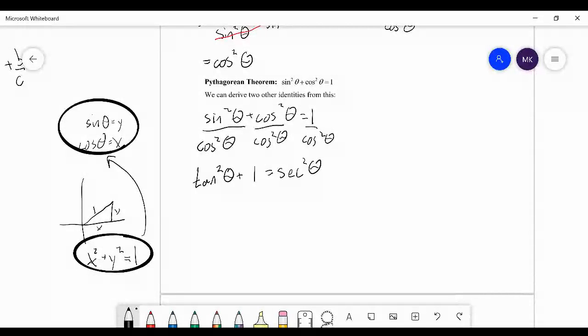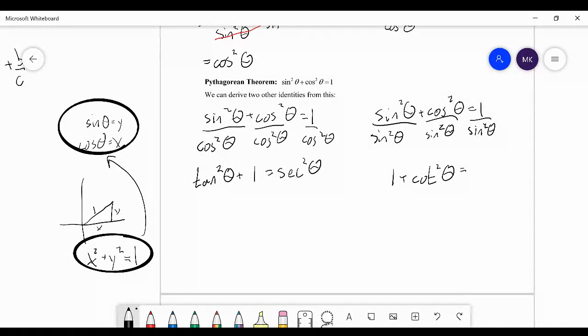And you may be able to figure out what I'm going to do next. And that is taking our standard Pythagorean identity, sine squared plus cosine squared equals 1. But instead of dividing by cosine, I'm going to divide by sine squared this time. And sine squared divided by sine squared gives me 1. Cosine squared divided by sine squared theta gives me cotangent squared theta. And 1 over sine squared gives me cosecant squared theta.